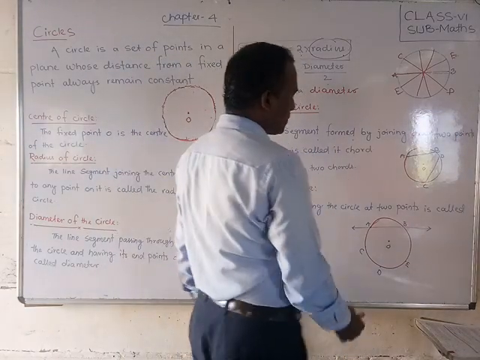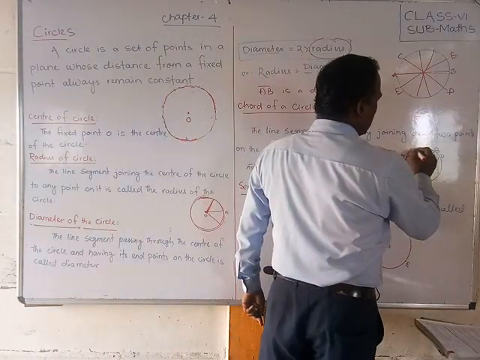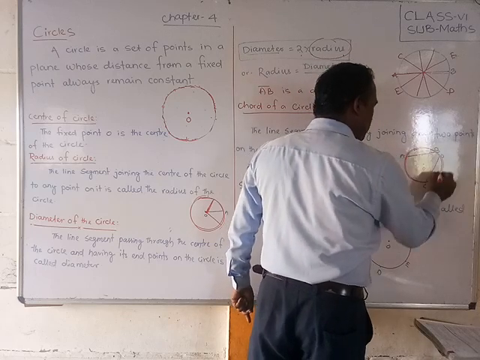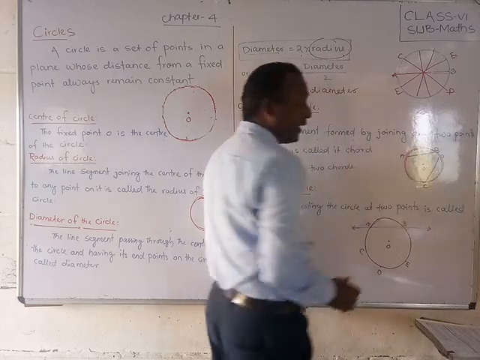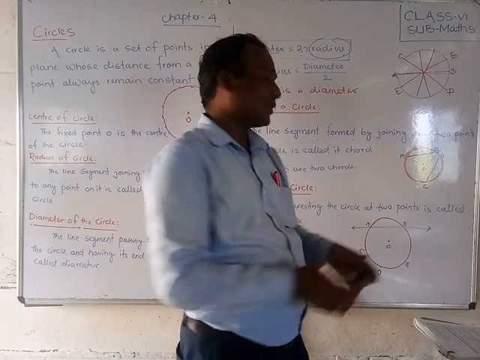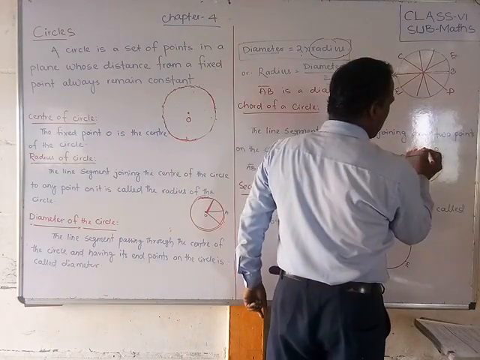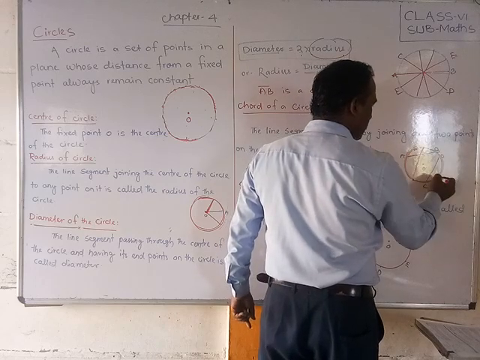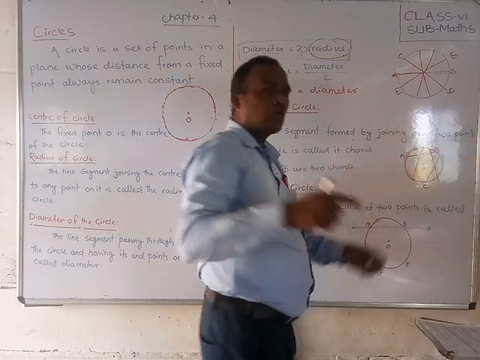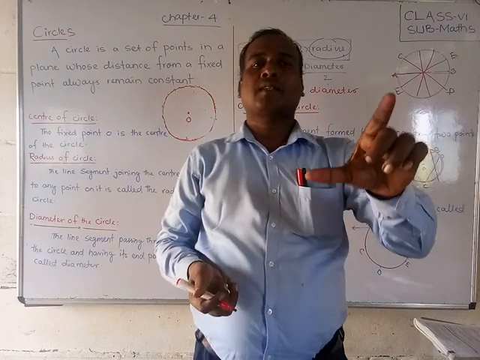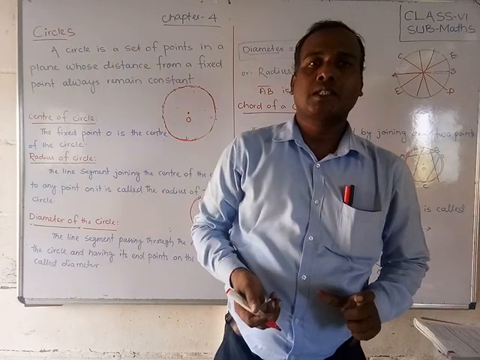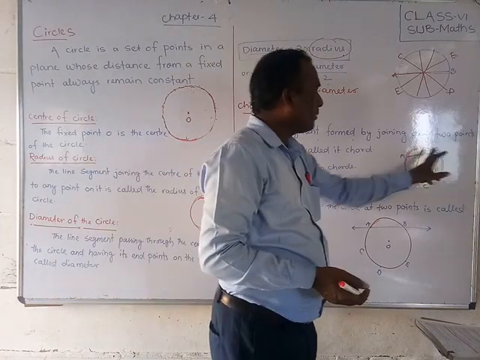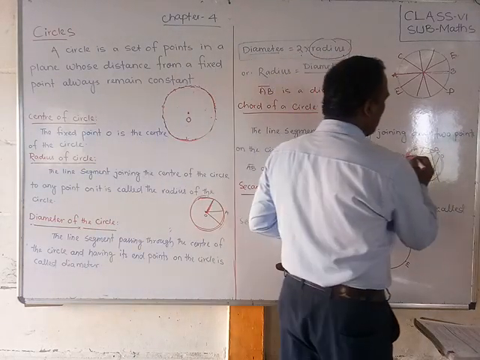That means friends, observe here. This is one circle. So many infinite points are there, yes or no? Yes. So any 2 points you join, suppose here one point and here one point. If I join them, what line segment will form? That line segment is called a chord of the circle. Did you understand? Now A and B are joined. I joined A to B.